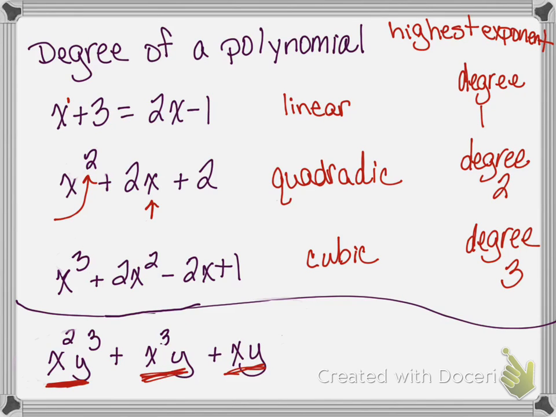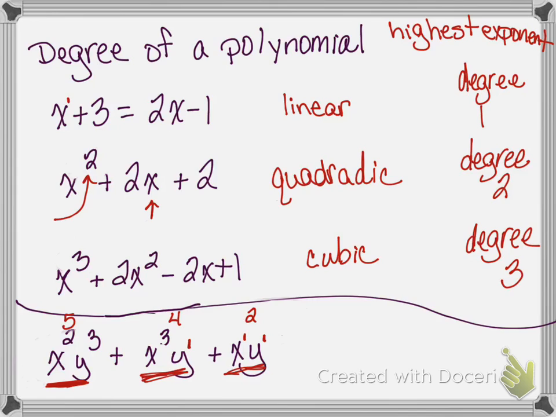To find the degree of this, I have to find the degree of each monomial. Here I've got an x and I've got a y, both raised to an exponent. I have to add those together for each individual monomial. X squared y to the third, if I add the 2 exponents together, I have a degree of 5. Here I have x to the third and I have y to the first. When I add those together, what do I get? 4. Here I've got x to the first and y to the first. When I add those together, what do I get?